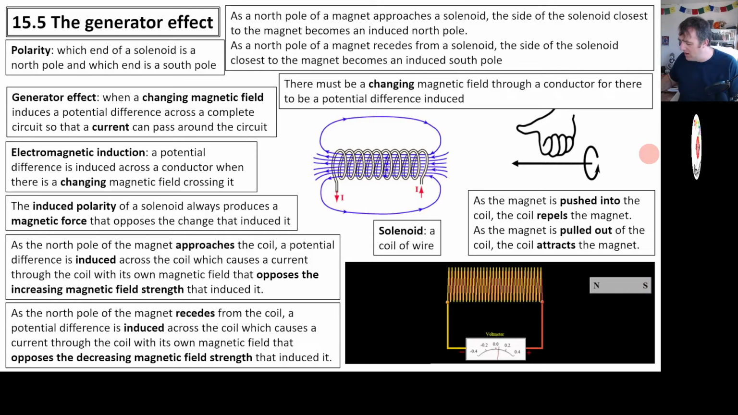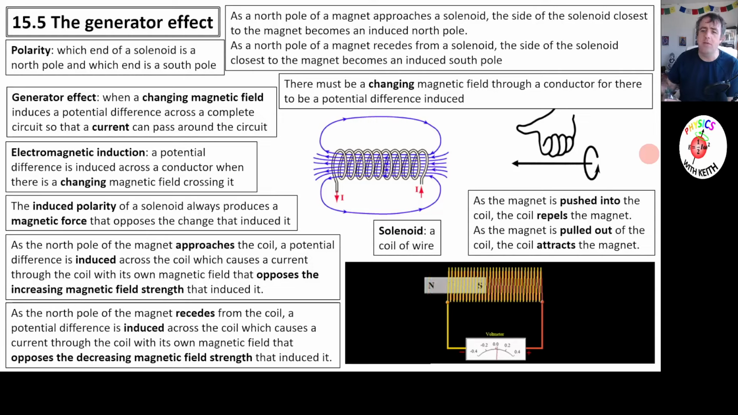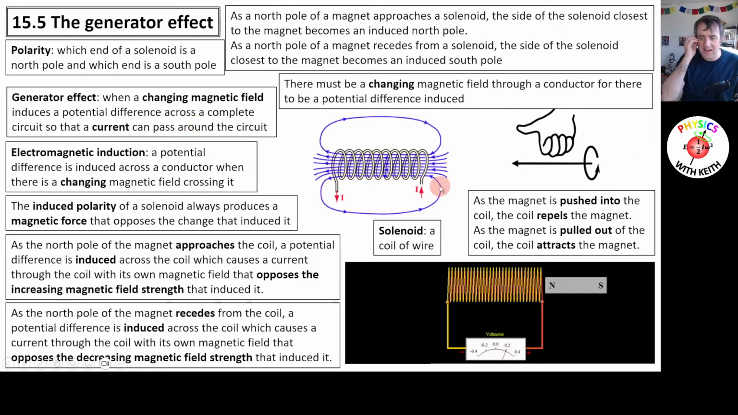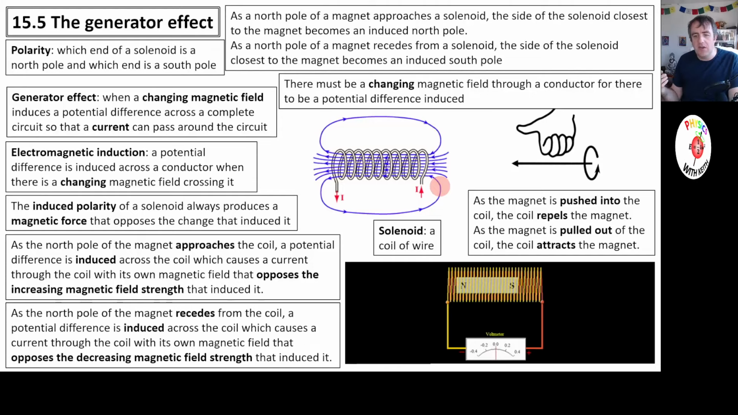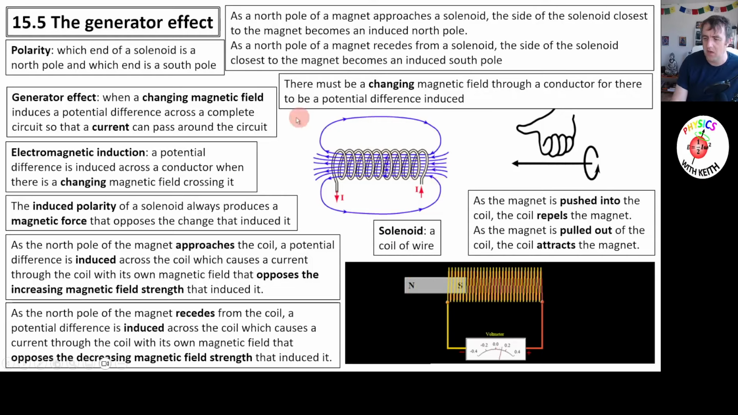So let's define some words. We've got polarity: which end of the solenoid is north, which end is south. Which pole is which? We call that the polarity. We've got the generator effect. That's the idea that if there's a change in magnetic field near a conductor, or through a conductor, I should say, then the conductor will have a potential difference induced across it. And so if there's a complete circuit with that conductor in, then a current will flow through that circuit. That is the generator effect.